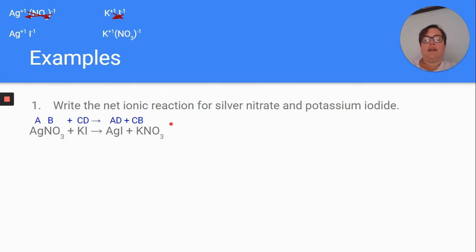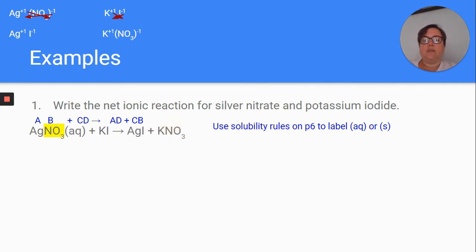Then we need to look at our solubility rules. We're using page 6, and we're going to label things aqueous or solid. Remember, it's based on the anion. For nitrate, the rules say all nitrates, and the word except is not listed. So anytime you have NO3, it is going to be aqueous. Then we look at our iodide rule. All chlorides, bromides, and iodides are soluble except if they're with silver, lead, or mercury. Well, we're with potassium, so it's going to stay soluble, so we put aqueous.